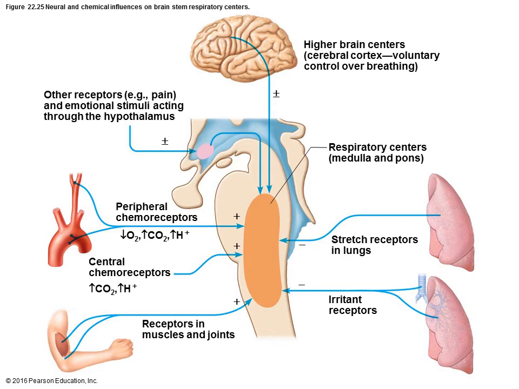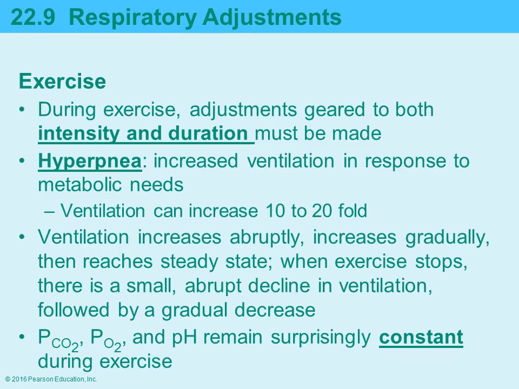So you can see here all the different neural and chemical influences and how they affect the respiratory rate. Exercise certainly has an effect. You tend to increase the respiration rate when you exercise. Why? Because the metabolic needs have increased as well. And this is referred to as hyperpnea. The ventilation rate or respiratory rate tends to increase sometimes 10 to even 20-fold.